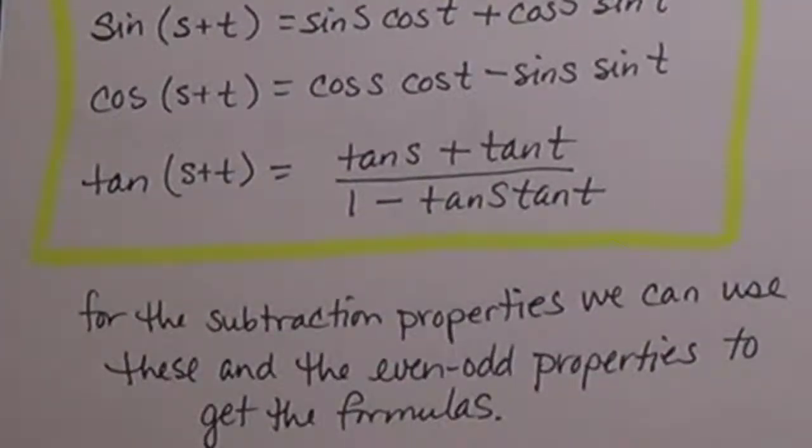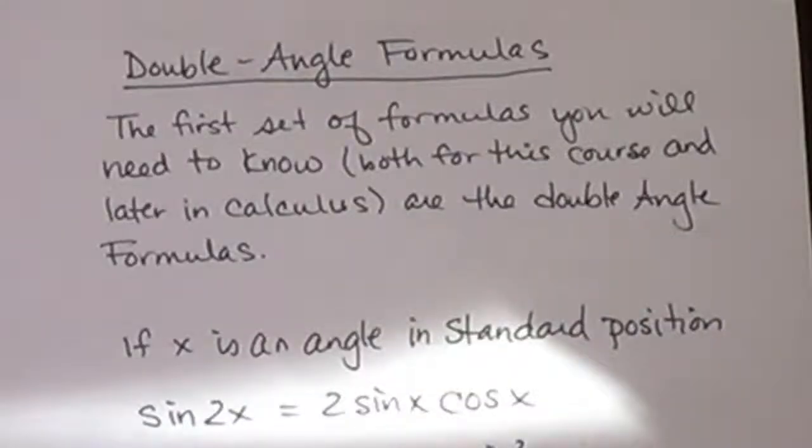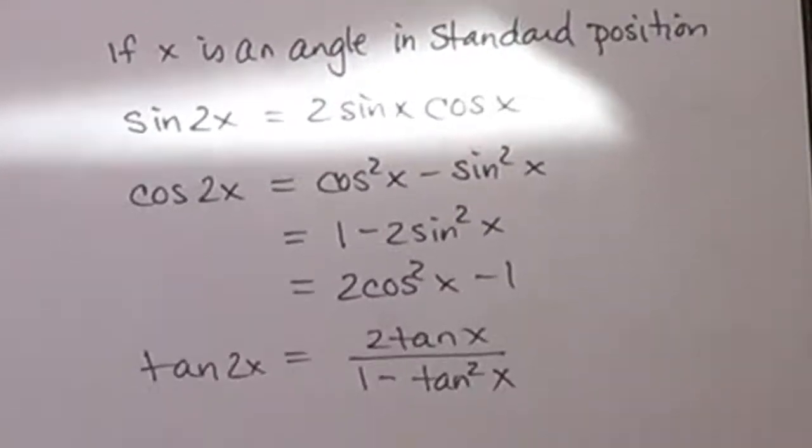For the subtraction formulas, we can use the even and odd properties to get, for example, sine of s minus t or cosine of s minus t. The first formulas we're going to look at are the double angle formulas. The first set of formulas you'll need to know both for this course and later in calculus are these double angle formulas. If x is an angle in standard position, then sine of 2x is going to be 2 sine of x cosine of x.